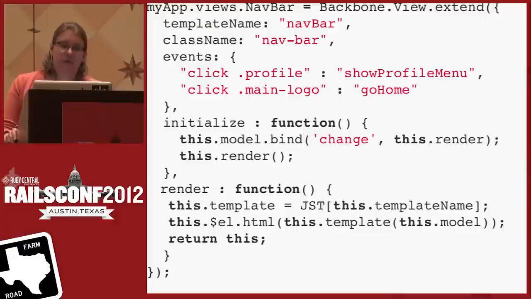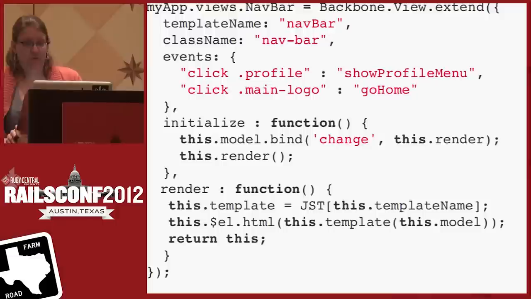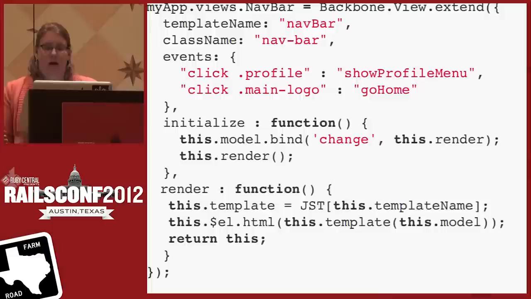And the events object is built into backbone views. And the keys of this object are DOM events you care about within this view, plus the selector of the element that they should occur on. So for example, we care about two events. We care about a click event that happens on any element with .profile. And we care about click events that happen on any element with class main logo. And the values of this object are then strings representing the functions that should be called when these events are caught. So Backbone will automatically set up a click handler on any element with .profile that then calls the method showProfileMenu. And the font's already too small on this, so I didn't put it in, but there actually is a showProfileMenu method, function rather, and a goHome function in this navbar view that would get called when these events occur.